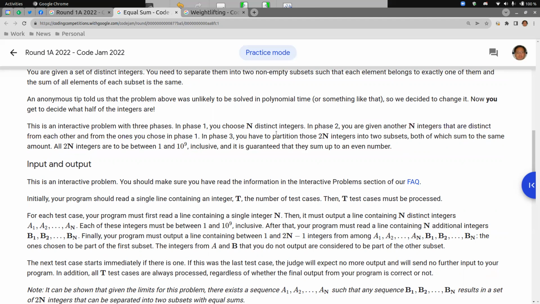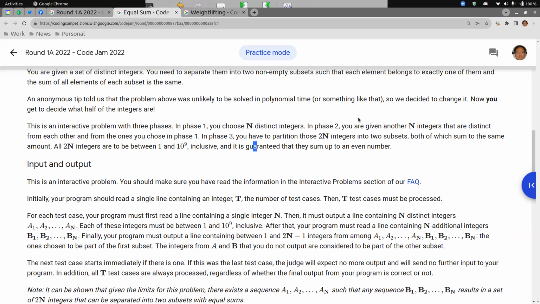In phase 3, you have to partition these 2n integers, so n of them are from you, n of them are from them. You have to separate them into 2 subsets, both of which sum to the same amount. All the integers have to be between 1 and 1 billion inclusive, and it is guaranteed that they sum up to an even number, because if they don't, then there's no way you can separate them into 2 equal halves.